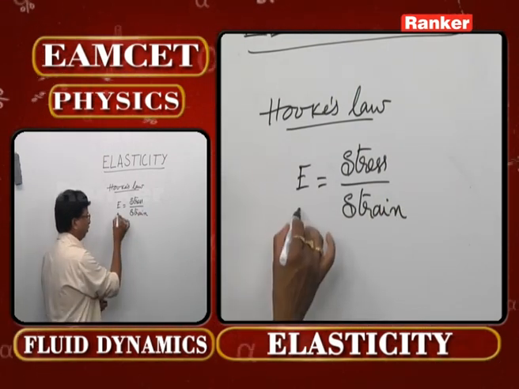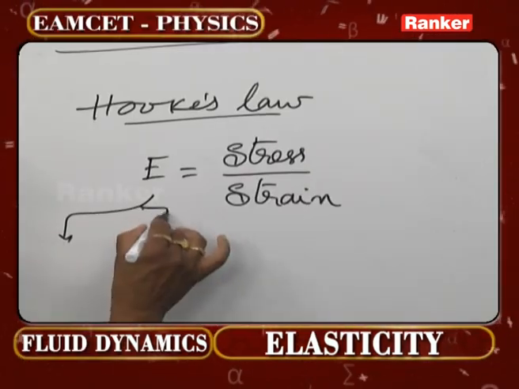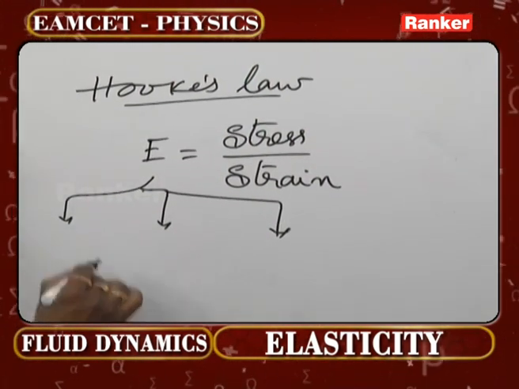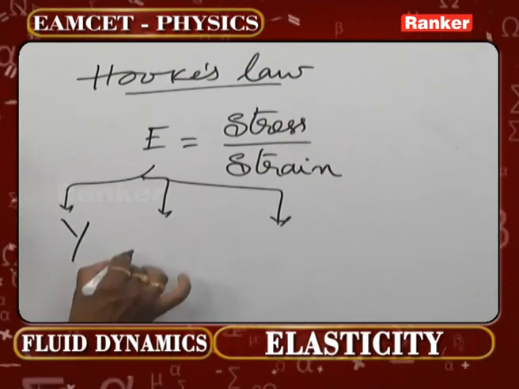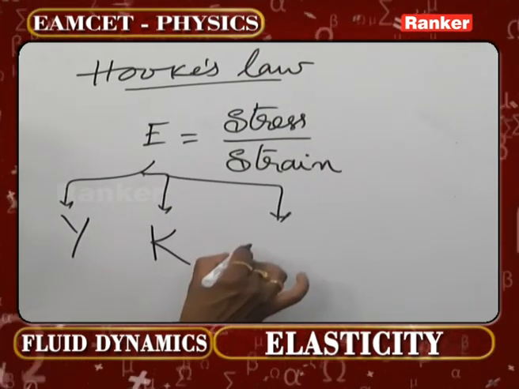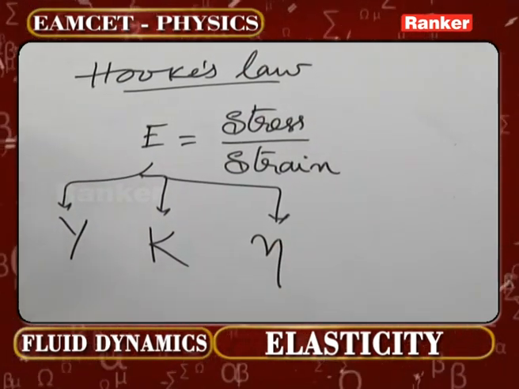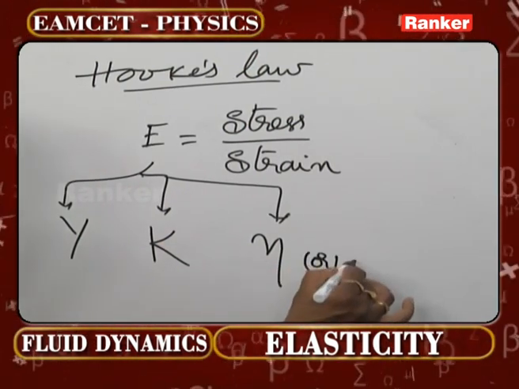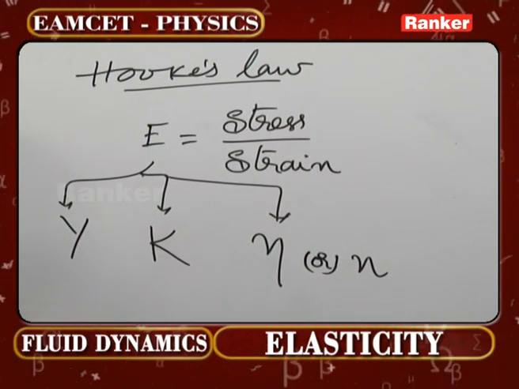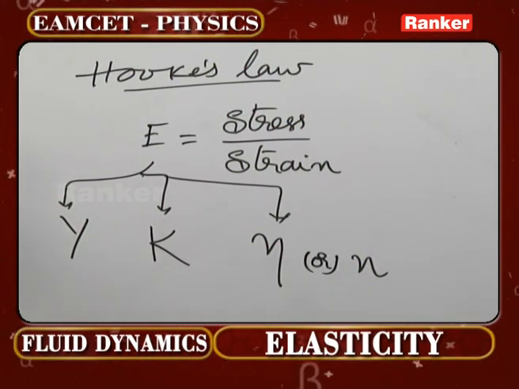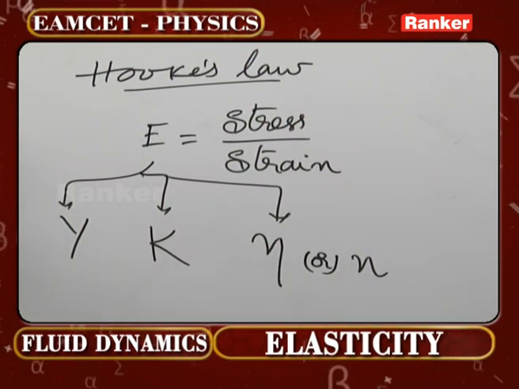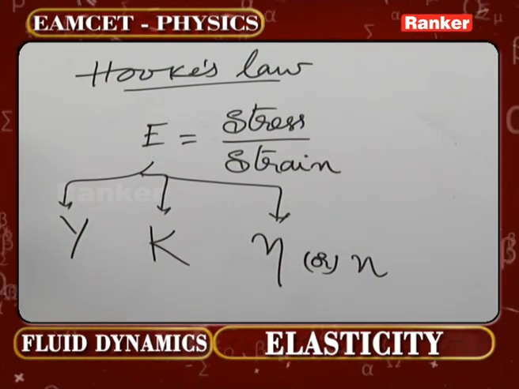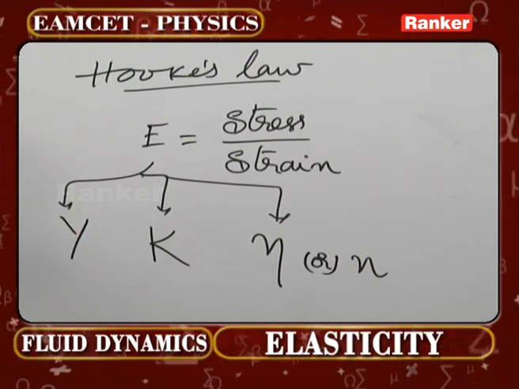While talking about modulus of elasticity, we discuss three different moduli of elasticity, namely Young's modulus, bulk modulus and rigidity modulus. Generally, we represent this one by eta. In some cases it looks like n also. Whatever letter is used over there, it is immaterial for us. We can take that as modulus of rigidity or rigidity modulus.